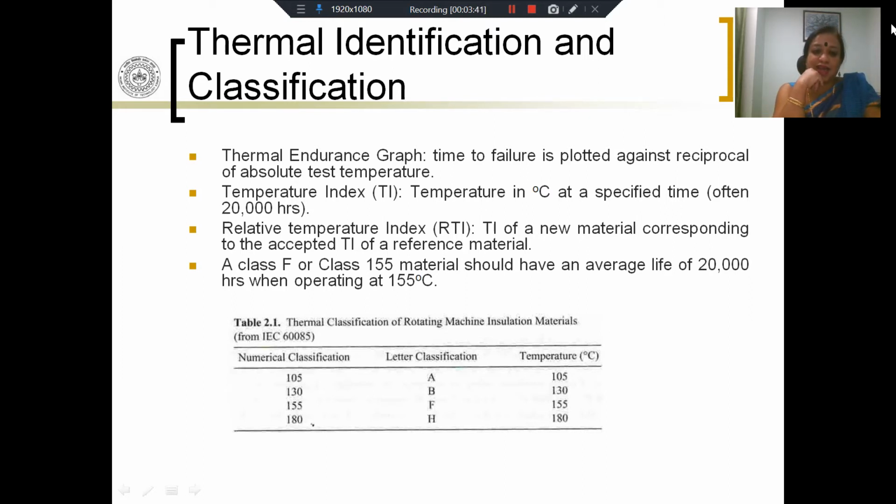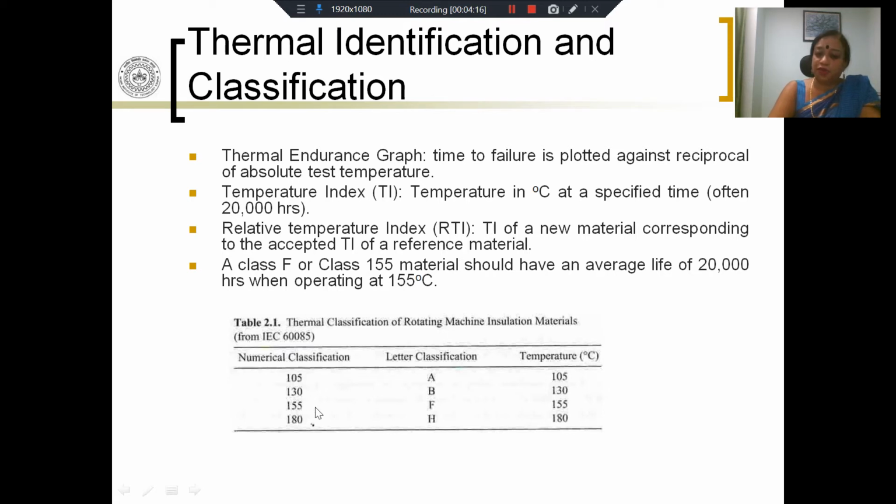So a class F or a class 155 material should have an average life of, average is important because again this is a stochastic process, so we cannot have a situation where something catastrophic will happen exactly at 20,000 hours of application. A class F or class 155 material should have an average life of 20,000 hours when operating at 155 degrees centigrade. So this is from EE634, which gives us a thermal classification of rotating machine insulating materials.